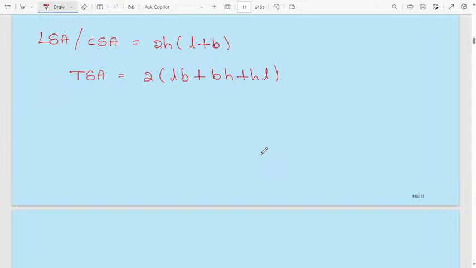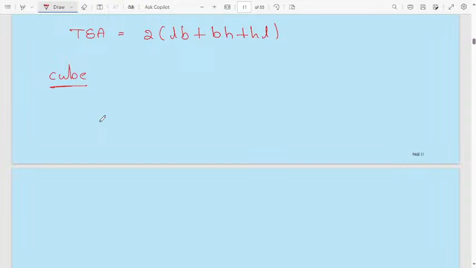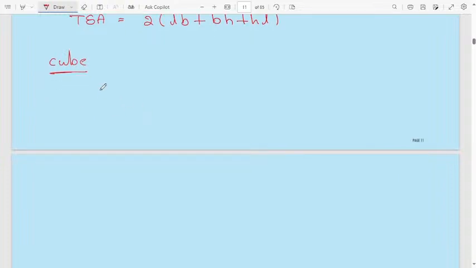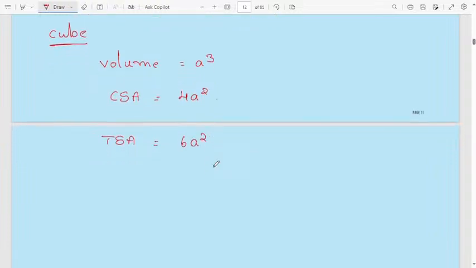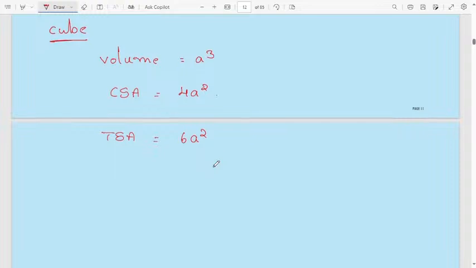Remember the formula. Remembering formulas is also very important. That's why I am giving the list. If it is there in one class, it will be easy for you. In the case of a cube, volume of a cube, then curved surface area is 4a square, then total surface area is 6a square. If you want to write, you can write, otherwise you can revise my videos, then you can remember the formulas.